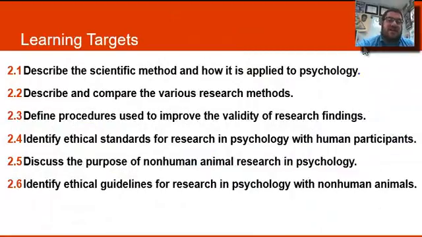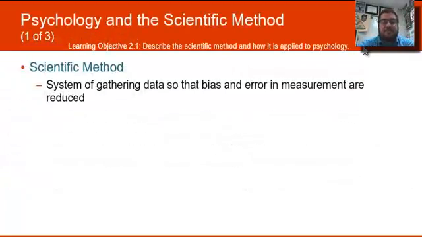So, we're going to talk about the scientific method and how it's applied to psychology. We'll discuss various research methods. We'll talk about ways to improve the validity of the findings of research methods. We'll talk about ethical standards for research in psychology with humans, discuss the purpose of non-human animal research, why we use animals, and we'll also identify the ethical guidelines. So let's get started.